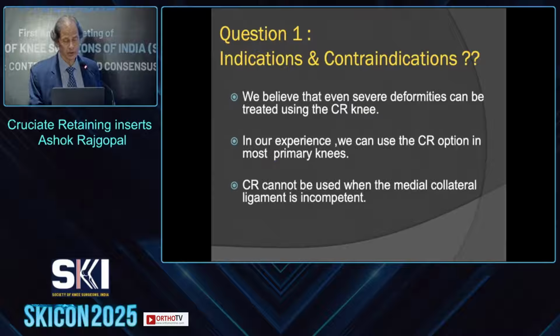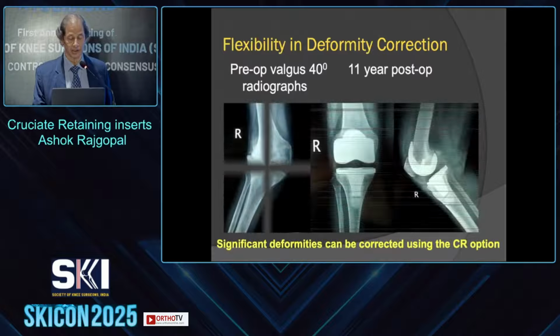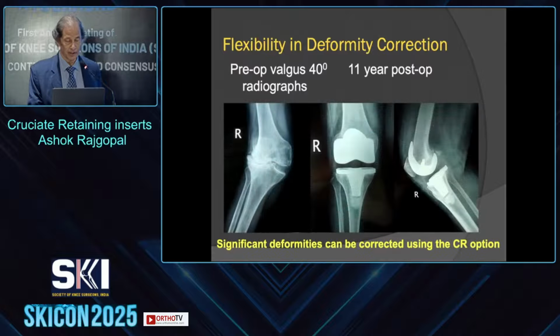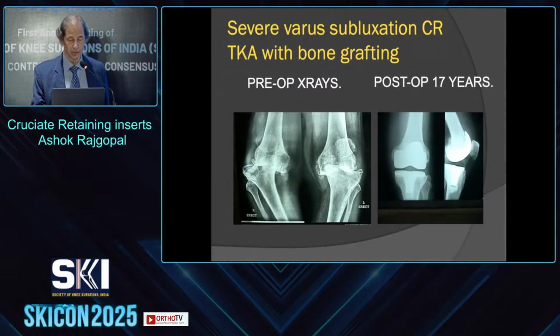So the question, what are the indications and contraindications? In my book, the CR knee can be used in pretty much all deformities, and we'll go through a kaleidoscope of these options. The only place CR cannot be used is when the medial collateral ligament is incompetent. This is a 40-degree valgus deformity treated with a CR knee. This was an 11-year follow-up X-ray. Gross varus with subluxation, 17 years follow-up.